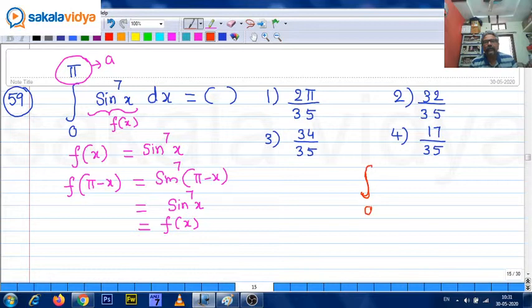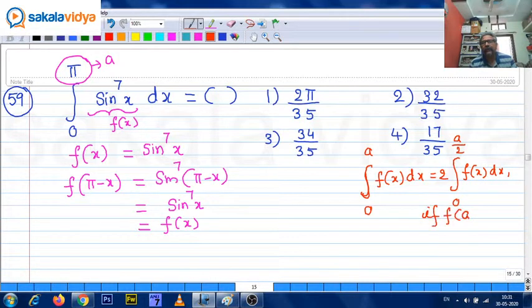Integral 0 to a of f(x) dx equals 2 times integral 0 to a/2 of f(x) dx, provided f(a − x) = f(x). This result needs to be applied for this one. So now we get like this.